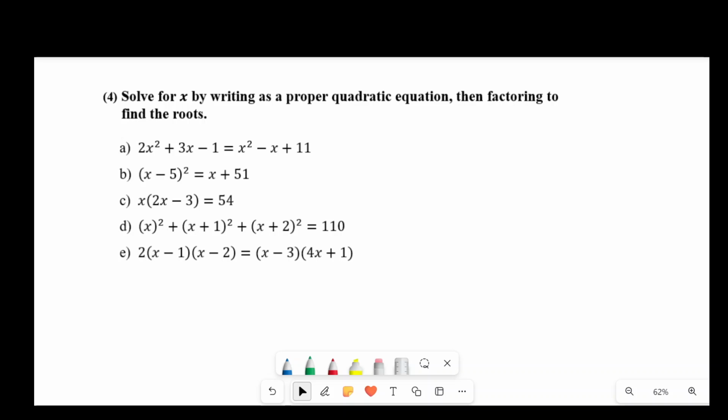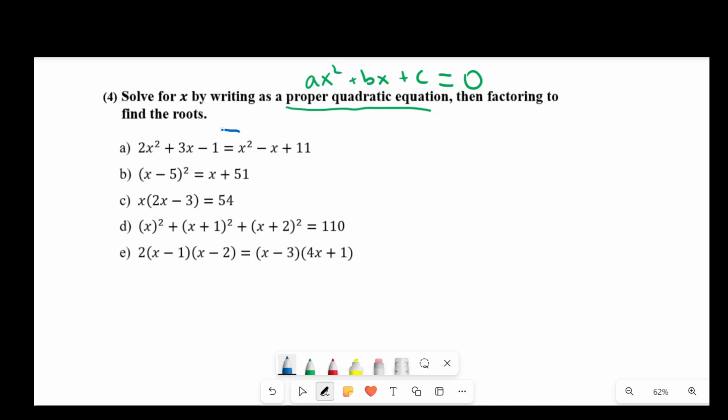So it's actually 5 different questions, but all of them are asking us to do the same thing. Solve for x by writing as a proper quadratic equation, then factoring to find the roots. So a proper quadratic equation is one that's written so it looks like a standard form quadratic equals 0. Once we've written that, then we can factor and try to solve the roots.